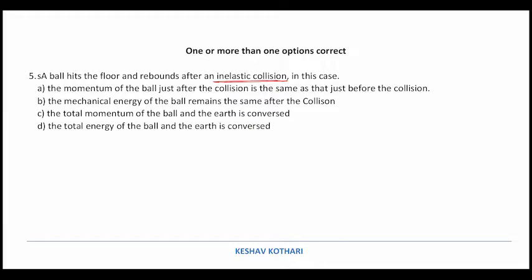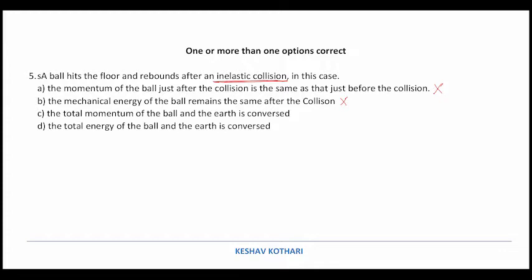It is because the collision is inelastic and the impact is along the y-axis direction, where there is an external force acting. So we can say that the momentum along the y-axis will surely change as there is an external force involved. So the first statement is false. The second statement says the mechanical energy of the ball remains the same after the collision. This statement is also wrong because on collision some mechanical energy is converted into heat and sound energy. So this statement is also false.